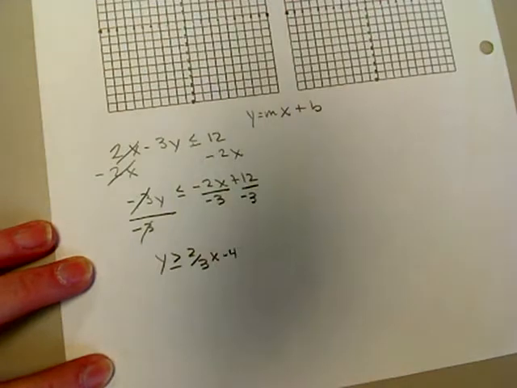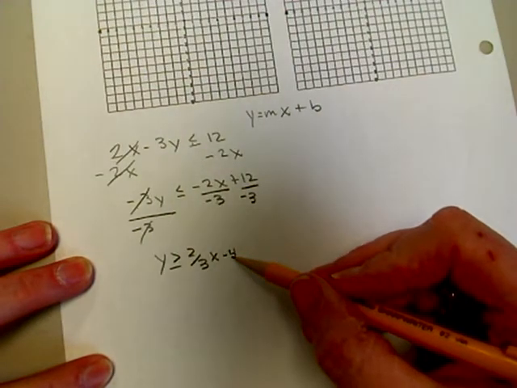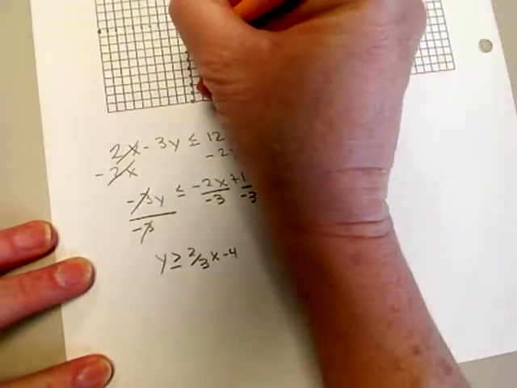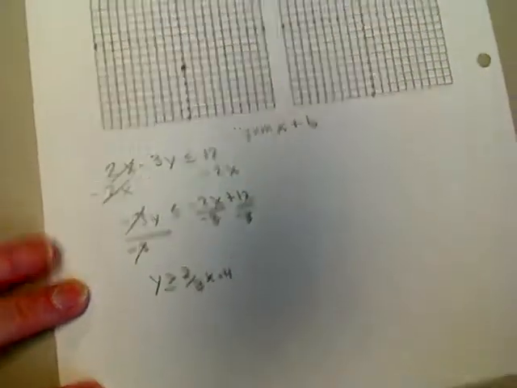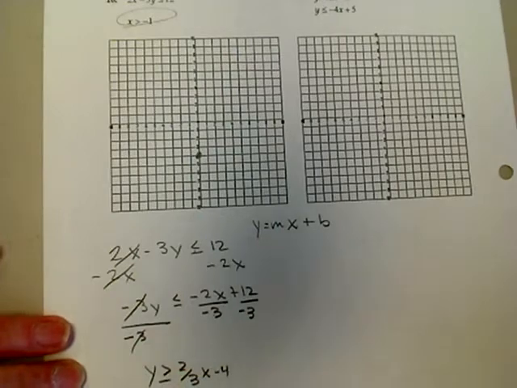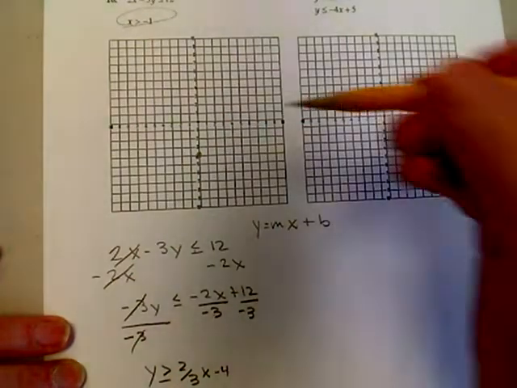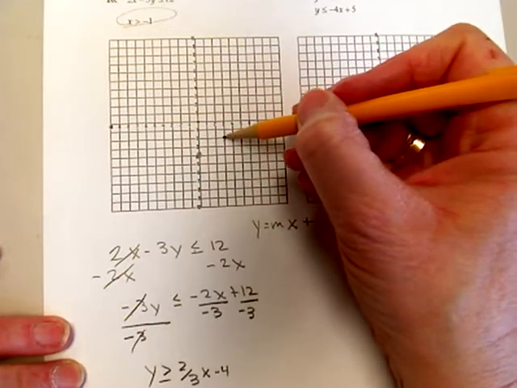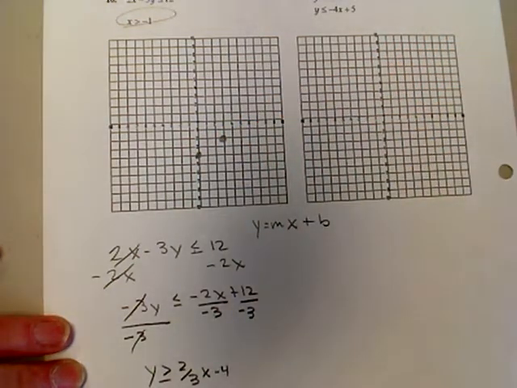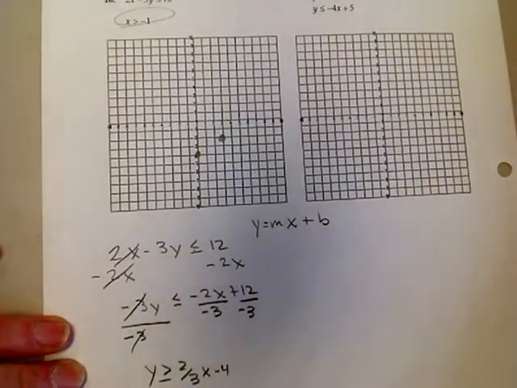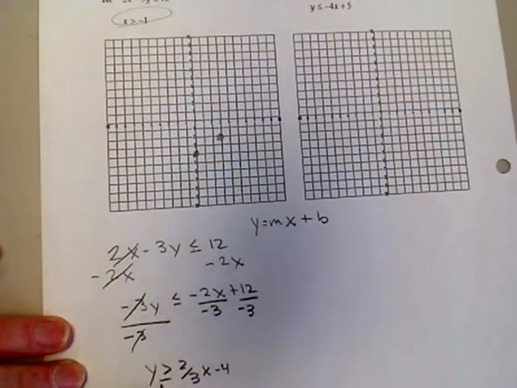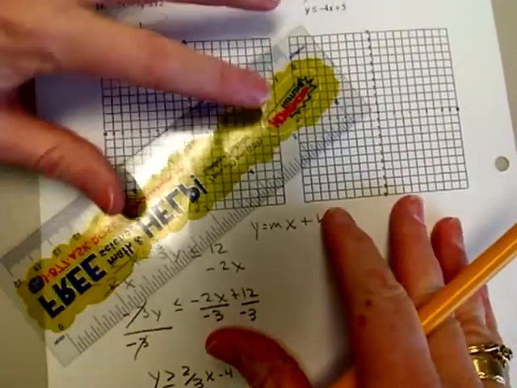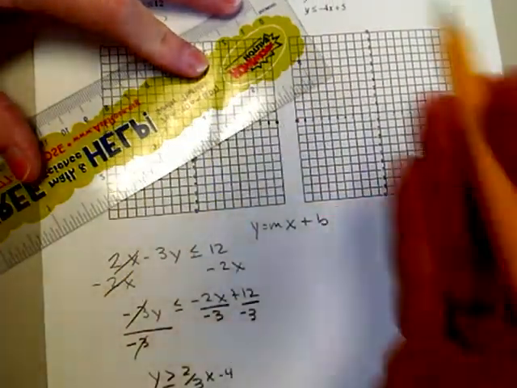And then we'll graph this line in just a minute. So I want to go ahead and graph this line and show you. So we're going to cross at negative 4, which is here. The slope of that line is positive 2/3, so I'm going to count up 2 over 3. And I'm going to draw my line. Now, because there is a line underneath the inequality symbol, I'm going to put a solid line on my graph. And it's going to look like this.